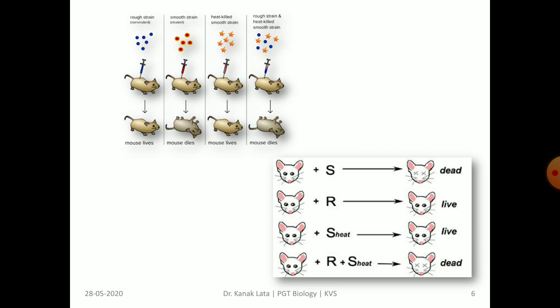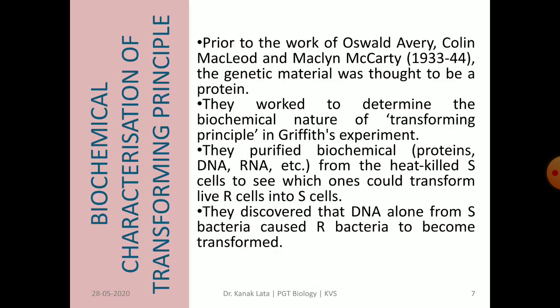This is the figure about Griffith's experiments. It is shown here that when mice are infected with S strain, the mice die, and when mice are infected with R strain, the mice live, and when mice are infected with heat-killed S, then mice live, and when mice are infected with a mixture of live R and heat-killed S strain, then the mice die. So by doing this experiment, it has been proved that DNA is the genetic material.